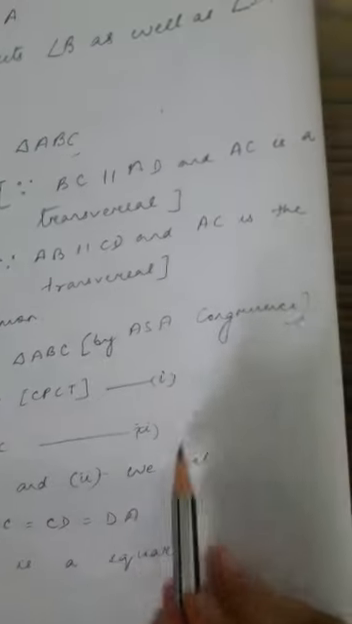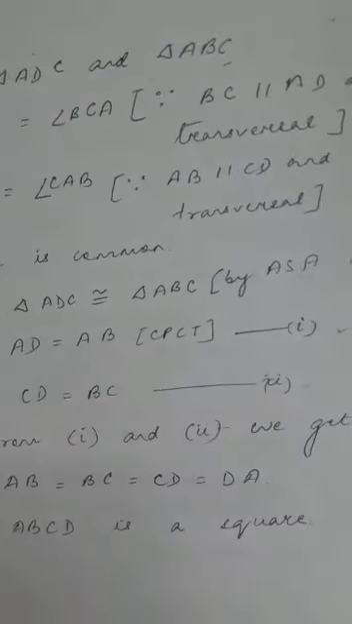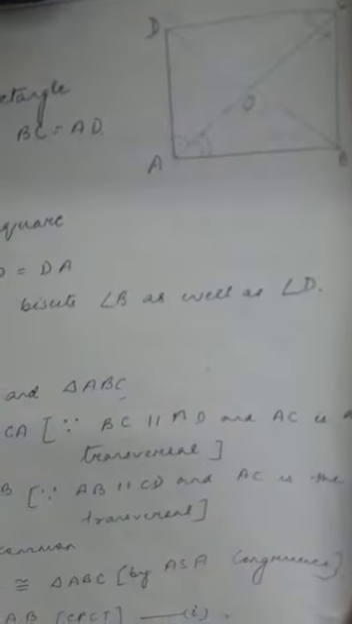And CD is equal to BC. This also let us keep as equation number 2. So from these two equations, we can say that AB is equal to BC is equal to CD is equal to DA. Therefore, ABCD can be considered to be a square.